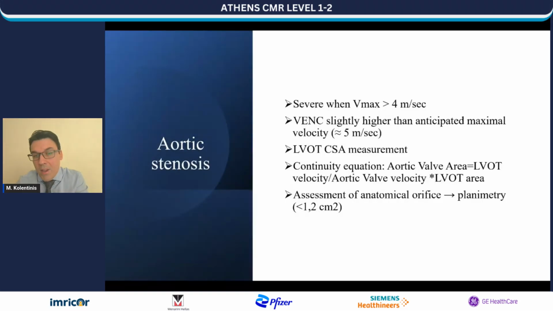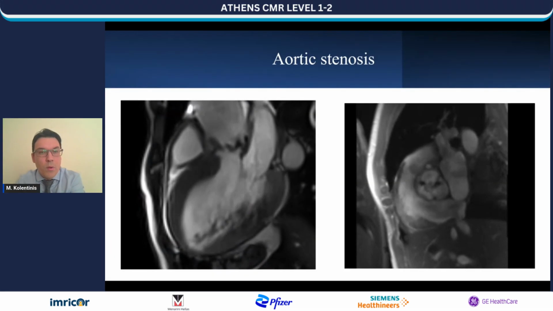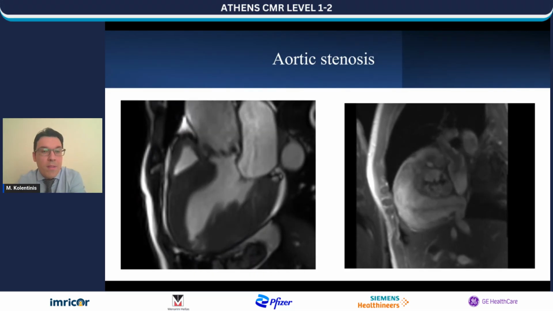When measuring the anatomical orifice, we do planimetry. During systole, we do planimetry, and typically the cutoff value is 1.2 centimeters, in which case we consider it to be severe. This is a patient with severe aortic stenosis. You can see many things here.